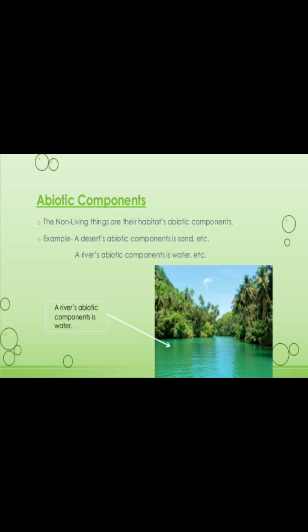Abiotic components. The non-living things are the habitat's abiotic components. For example, a desert's abiotic component is sand. A river's abiotic component is water. So, abiotic means which has no life. Biotic means which has life.